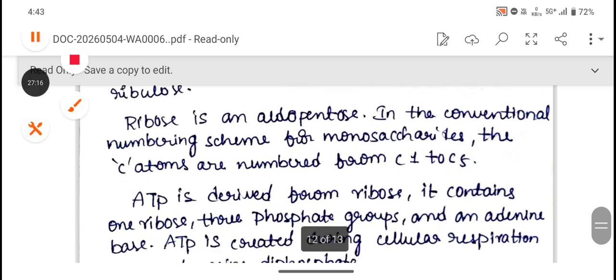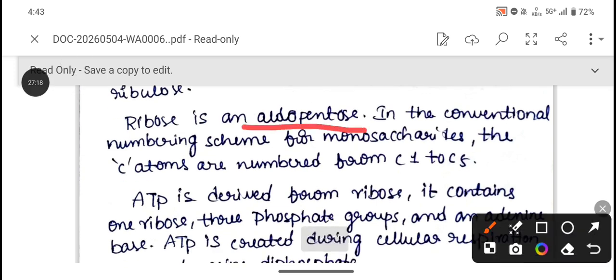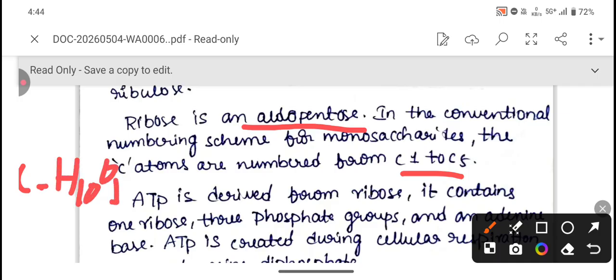So here the ribose is an aldopentose, which means it consists of an aldehyde group. In the conventional numbering scheme for monosaccharides, the C atoms are numbered from C1 to C5. So the ribose consists of 5 carbon atoms. That's why the molecular formula is C5H10O5.